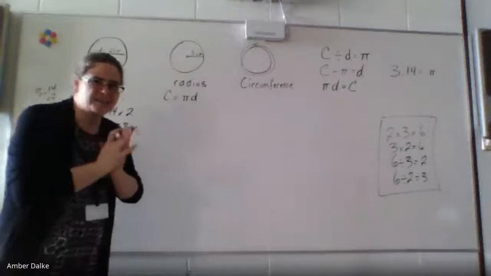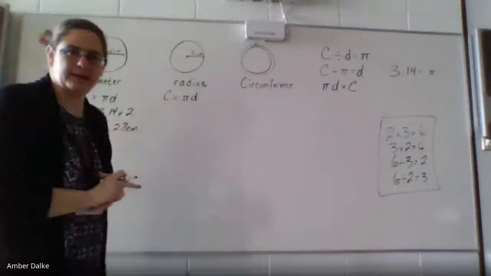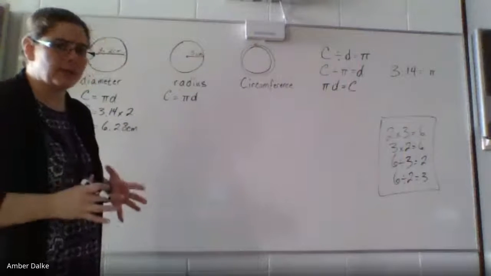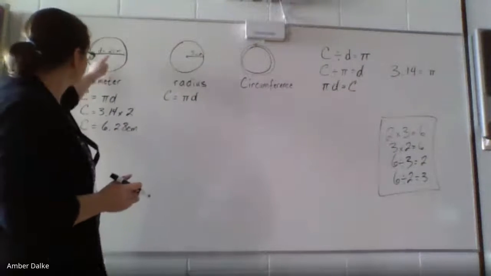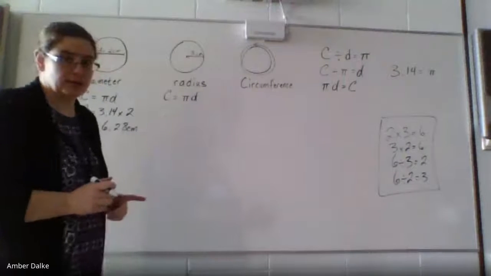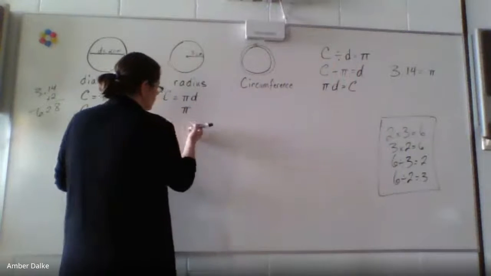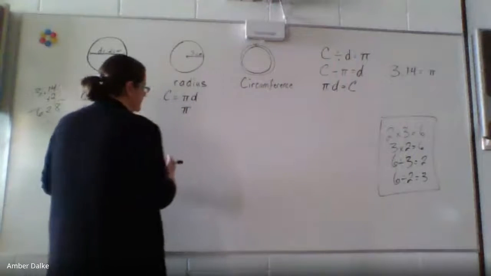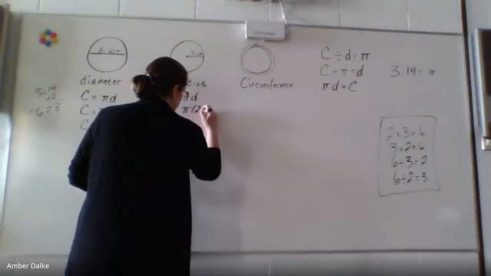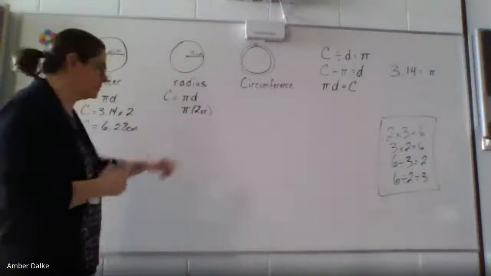But I don't have the diameter this time. I have the radius. How do I find the diameter from the radius? Well, diameter is twice as big as radius, right? So that means instead of diameter, we are going to take the radius and times it by 2. Okay, we're going to times the radius by 2.